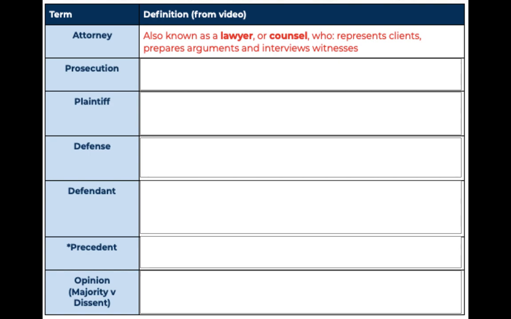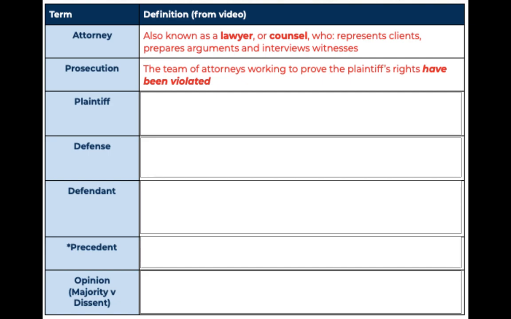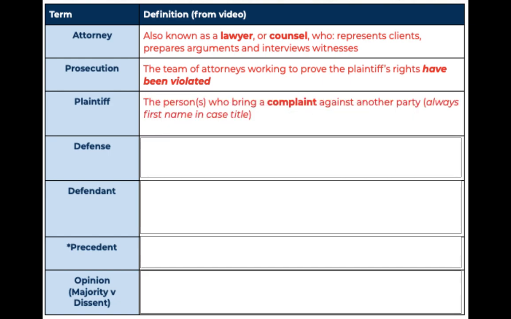So again, a synonym for attorney is lawyer or counsel. Now, there are two types of attorneys: a prosecuting attorney and a defense attorney. The prosecution is the team of attorneys working to prove someone called the plaintiff's rights have been violated. They are the side of the argument trying to raise a complaint against someone else, against another party.